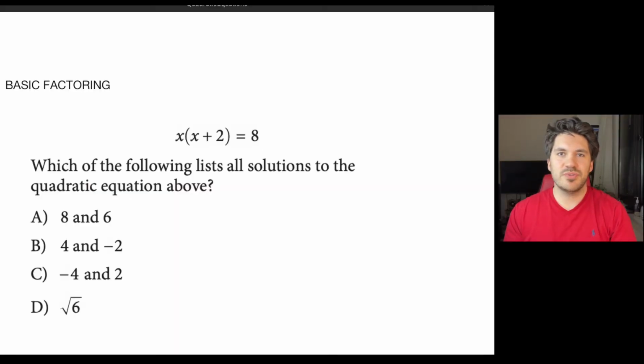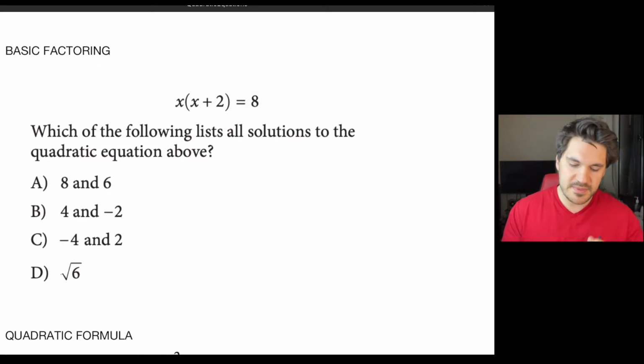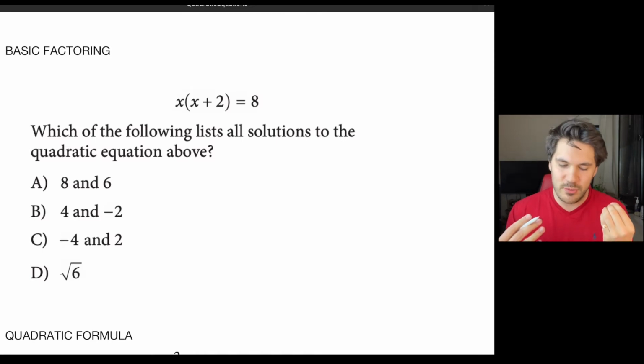We're going to start with just factoring equations. So when you have something basic and the question just asks you for the solutions and the equation is factorable, all we need to do is factor it. So let's look at this first example. x times x plus 2 equals 8. Which of the following lists all solutions to the quadratic equation above?